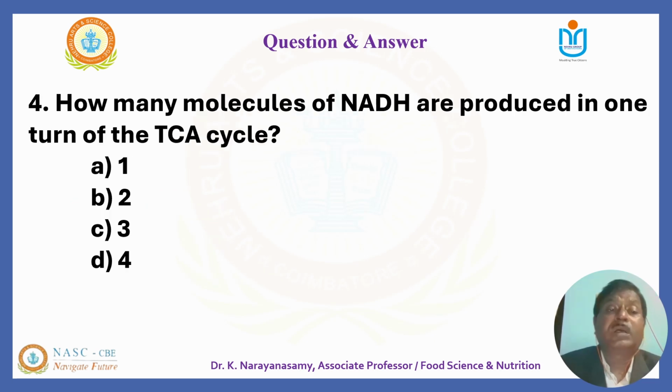Next one, how many molecules of NADH are produced from one turn of the TCA cycle? A, 1, B, 2, C, 3, D, 4. The answer is three molecules at one turn of the TCA cycle.